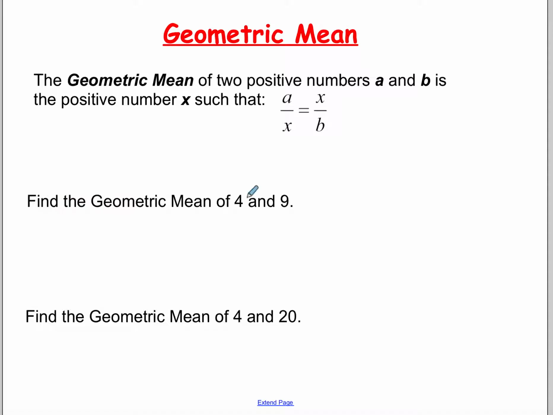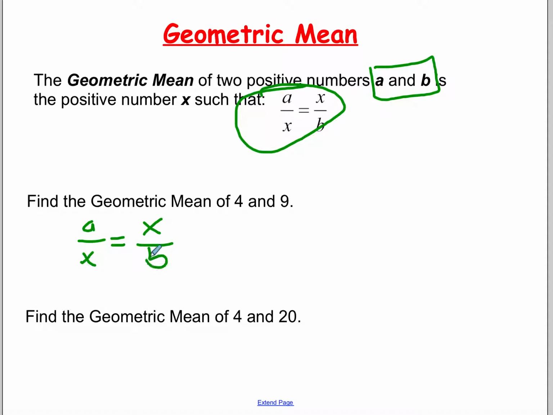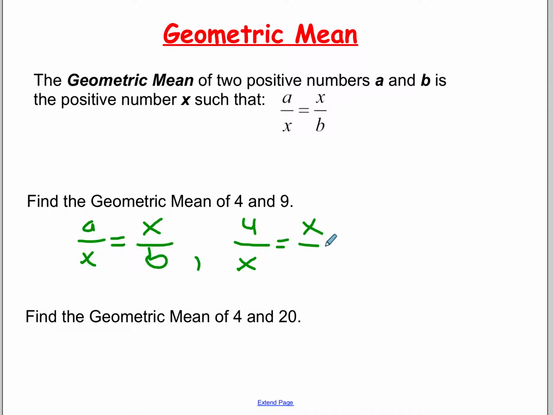Okay? So if I were asked to find the geometric mean of 4 and 9, I'm trying to find the geometric mean of a and b. So I would need to set up this exact proportion. And it's asking me to find the geometric mean, so x is the geometric mean here. I'm trying to find the geometric mean of 4 and 9. So I need to replace a and b with 4 and 9 in this proportion, and then solve.